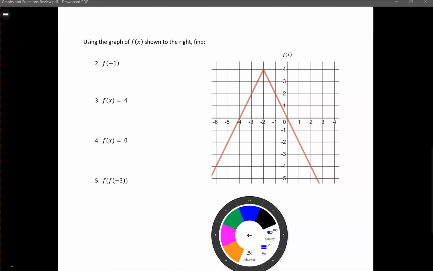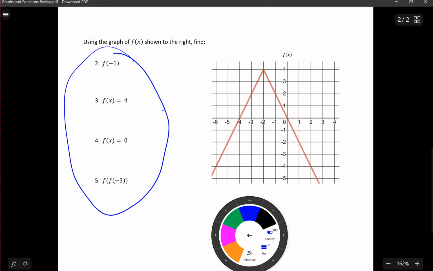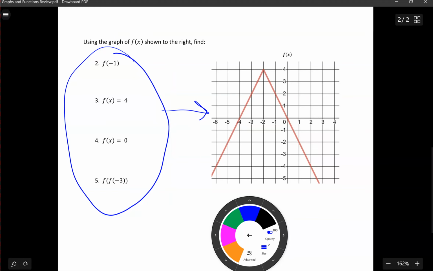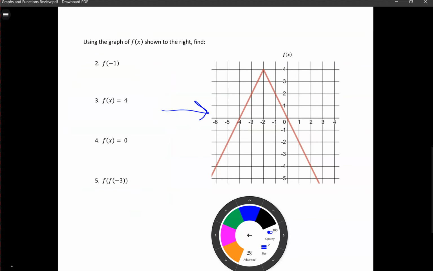For this set of problems, our function is being represented graphically. We are not given the rule to this function, so we can't get these answers algebraically. We have to read directly from the graph. This happens to be an absolute value function. It's a V-shaped graph opening down. You don't need to know any of that, but let's just read the graph to find these values.